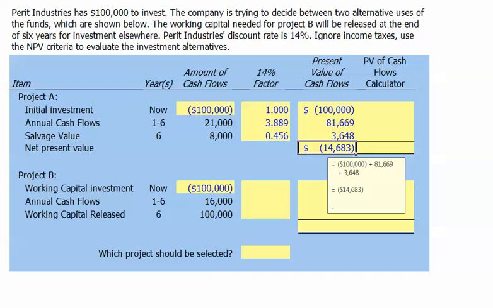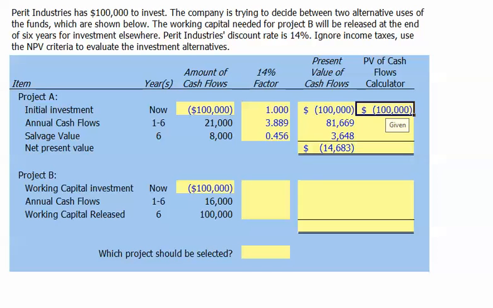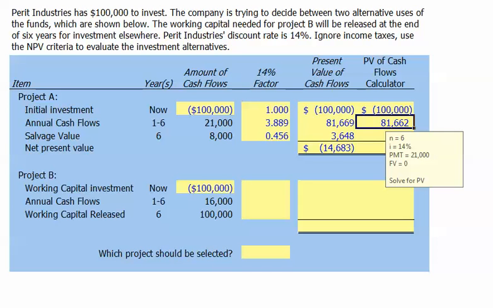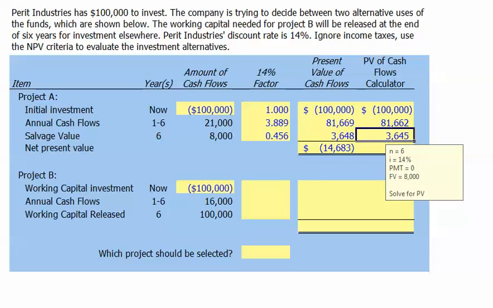Again, the time 0 cash flow of $100,000 has a present value of negative $100,000. The annual cash inflows have a present value using your financial calculator of $81,662. In your financial calculator, we'll enter N for number of periods, which will be 6. Our interest rate is 14. The annuity payment is $21,000 per year. And we enter 0 for our future value and solve for the present value, and we get $81,662.